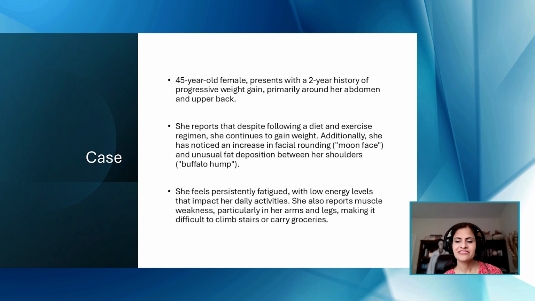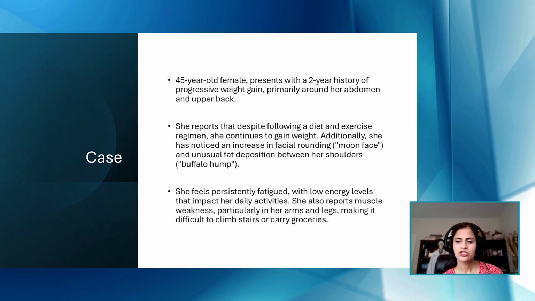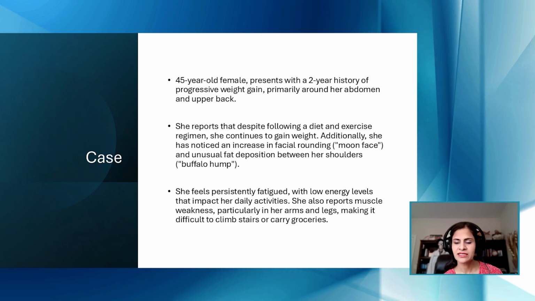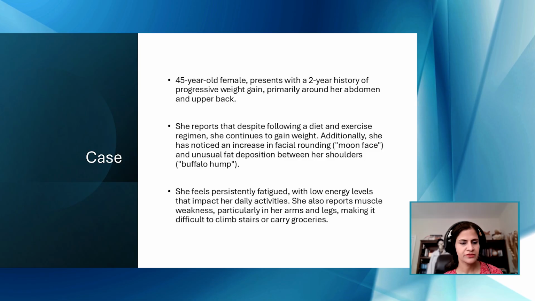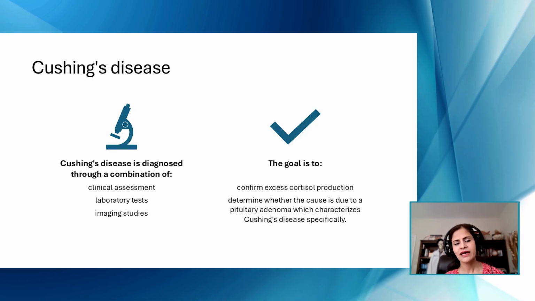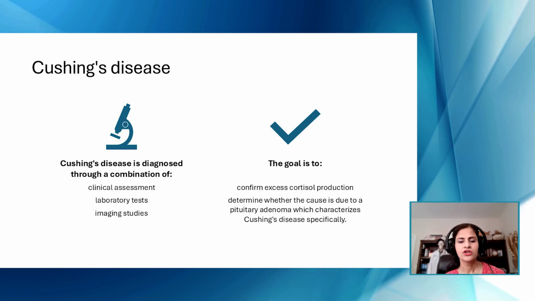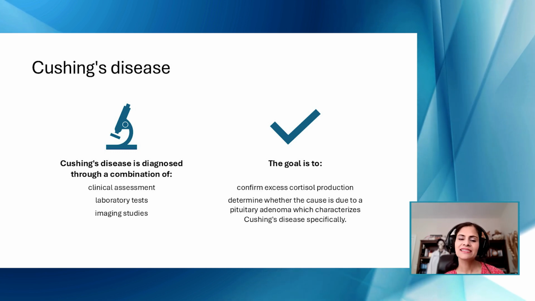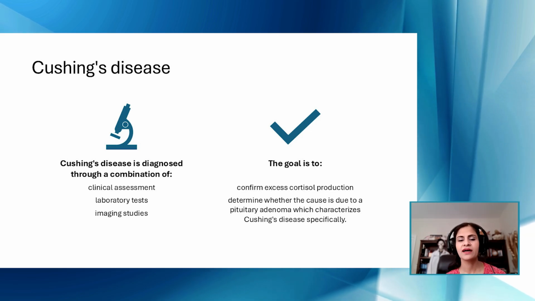She feels persistently fatigued with low energy levels that impact her daily activities. She also reports muscle weakness, particularly in her arms and legs, making it difficult for her to climb stairs or carry groceries. Next slide shows Cushing disease, and this is what I believe this patient has. I think from the stem of that question, the clinical features, it's quite easy to surmise that she possibly has Cushing disease.